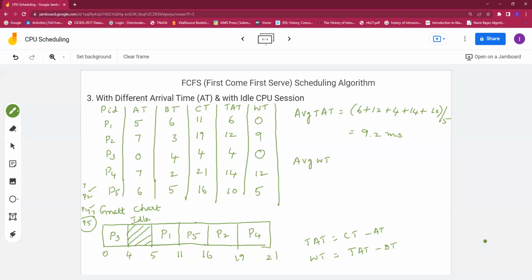Then you need to find out the average waiting time. How will you find it out? It is 0 plus 9 plus 0 plus 12 plus 5 divided by 5. Your average waiting time is 5.2 milliseconds. So the average waiting time per process is 5.2 milliseconds. This is how your FCFS scheduling algorithm works with different arrival times and with idle CPU sessions.